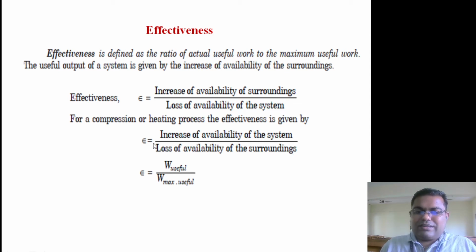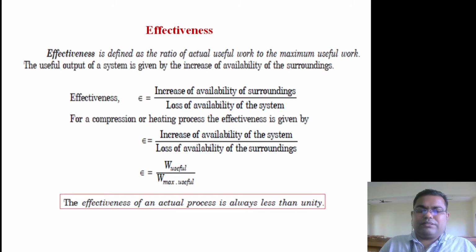So this is nothing but unavailable energy, and this is available energy. So we can say useful work divided by the maximum useful work. So it is the ratio of useful work, or you can say the work which is available for conversion at the end, divided by the maximum useful work. This ratio will give the effectiveness of a particular system. So the effectiveness of an actual process is always less than unity, because useful work will be lesser than the maximum work. So it will always be less than 1.